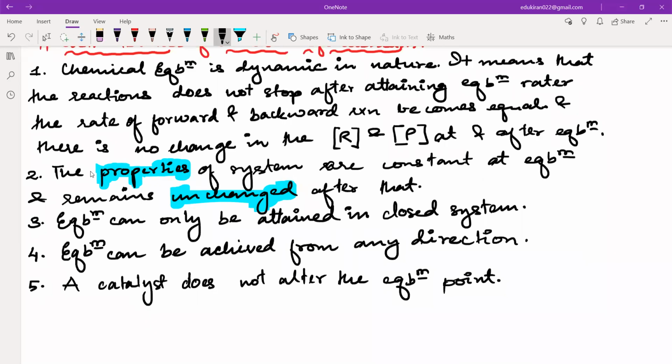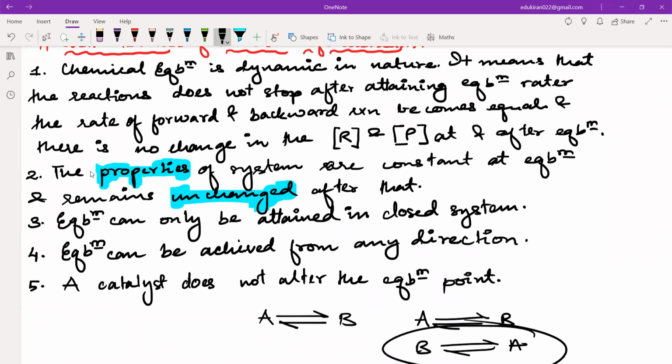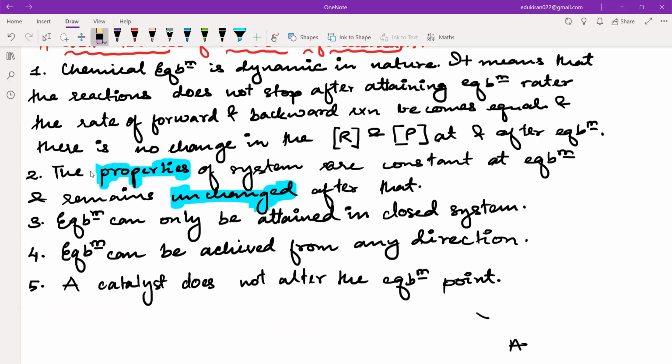So they say that if this reaction is a reversible reaction and we have some equilibrium here, it means that I can either start with A and achieve the state of equilibrium, or I can also start with B and achieve the same thing here. So it can be achieved from both directions. Next is the point that a catalyst does not alter the equilibrium point, or the state of equilibrium.